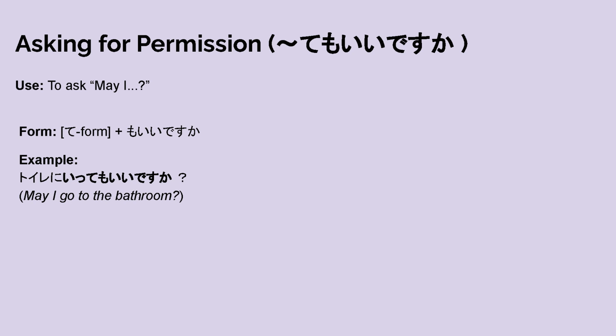So, te mo ii desu ka? May I go to the bathroom is toire ni itte mo ii desu ka? So here, you're using the verb to go, changing it to te form, and then te mo ii desu ka is the full phrase. So, is it okay if I go to the bathroom? But of course, Japanese being weird, it's literally fully backwards: bathroom to go is okay, basically.